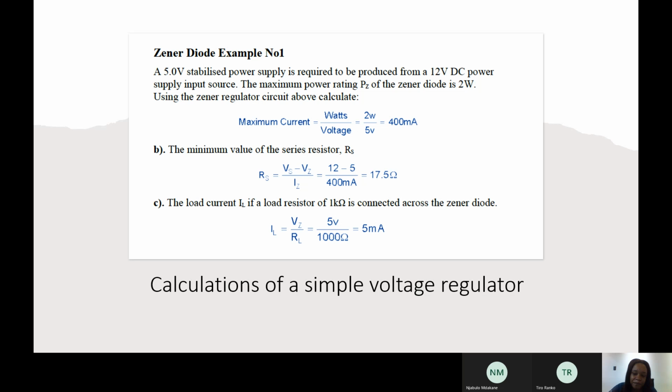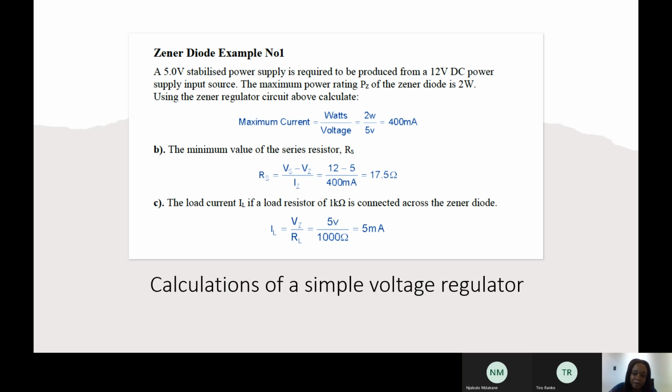The equation for power is P = V × I. So if we make the current the subject of the formula, we get the formula on the screen. The maximum current is equal to watts divided by the voltage. That's why we get 2 watts divided by 5 volts, giving us 400 milliamps. That 400 milliamps is the maximum current that the Zener diode can have going through it to prevent it from getting damaged. If we have more than that going through it, we're going to damage our Zener diode.